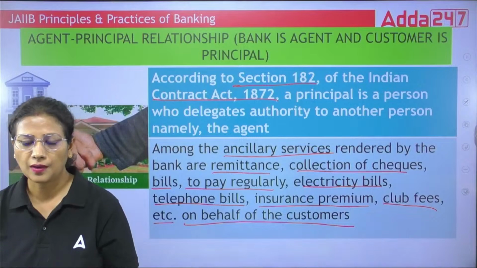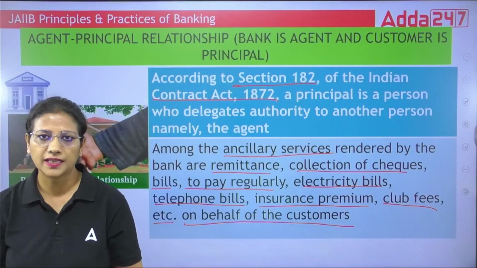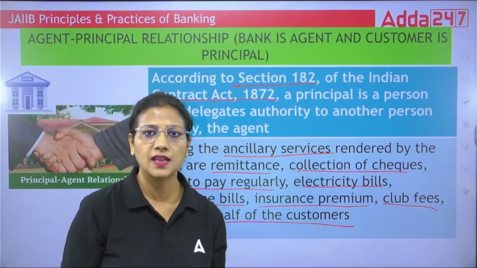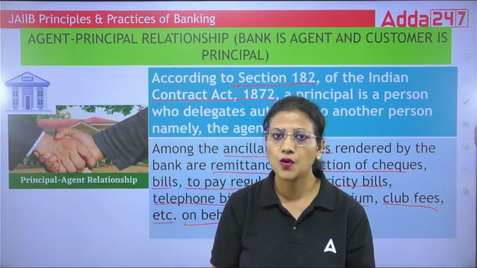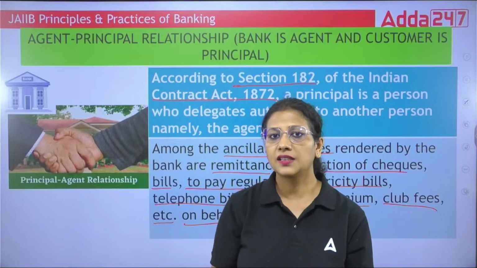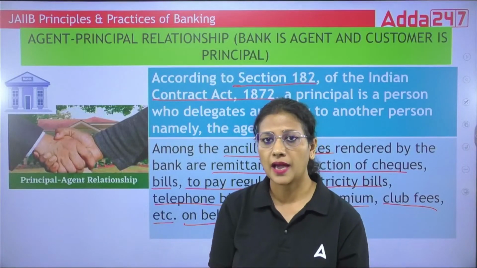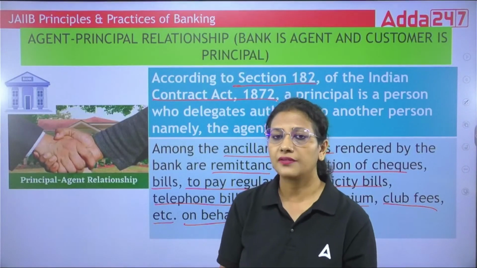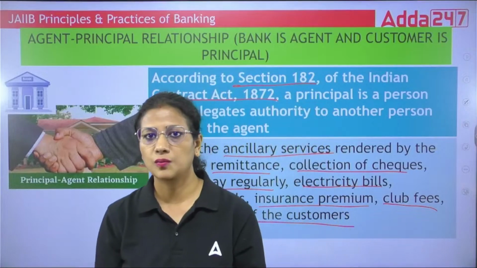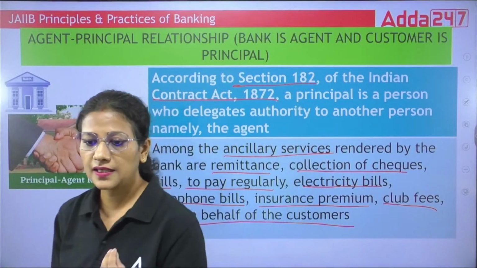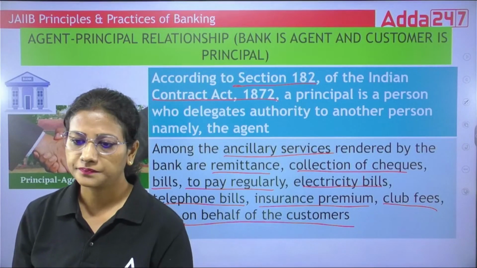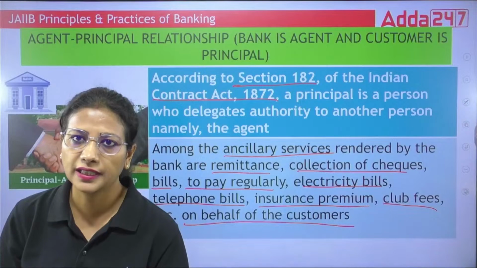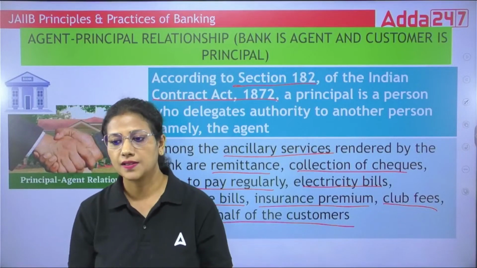One is the remittance, all kinds of remittance which we do in RTGS, NEFT, NACH, there are SIPs for which we have to do the payment. There are loans from other banks which the bank has to pay through different channels. It could be NACH, it could be ECS or anything. There are SI mandates. In these cases, bank becomes the agent of the customer and customer is the principal.